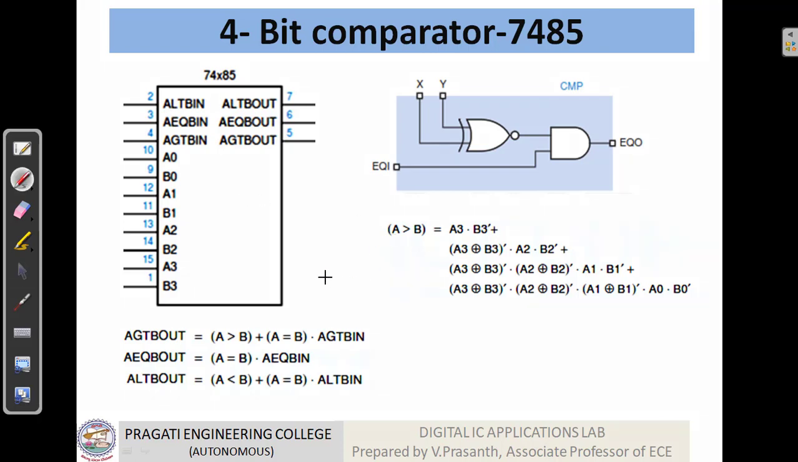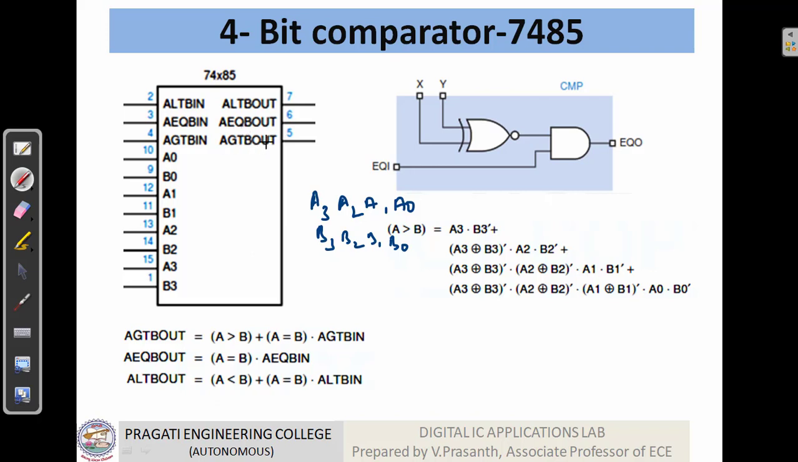As the name implies, it is a 4-bit comparator, so we will have A3, A2, A1, A0, B3, B2, B1, B0. It will compare each bit: A3 with B3, A2 with B2, A1 with B1, A0 with B0. Based on the comparison, any one of the outputs will be active. We have 3 outputs: A less than B output, A equal to B output, A greater than B output.